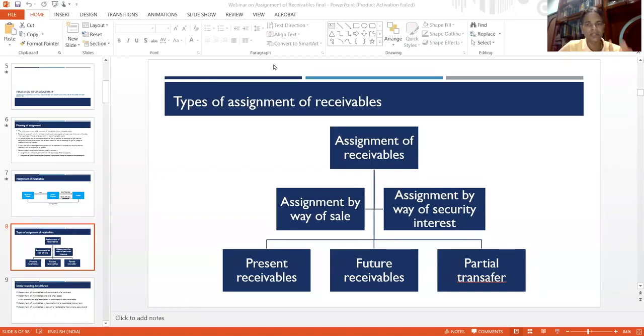The benefits and the burdens of the receivables are moving to the buyer. The buyer is acquiring all my rights in the receivables. That's assignment by way of a sale.